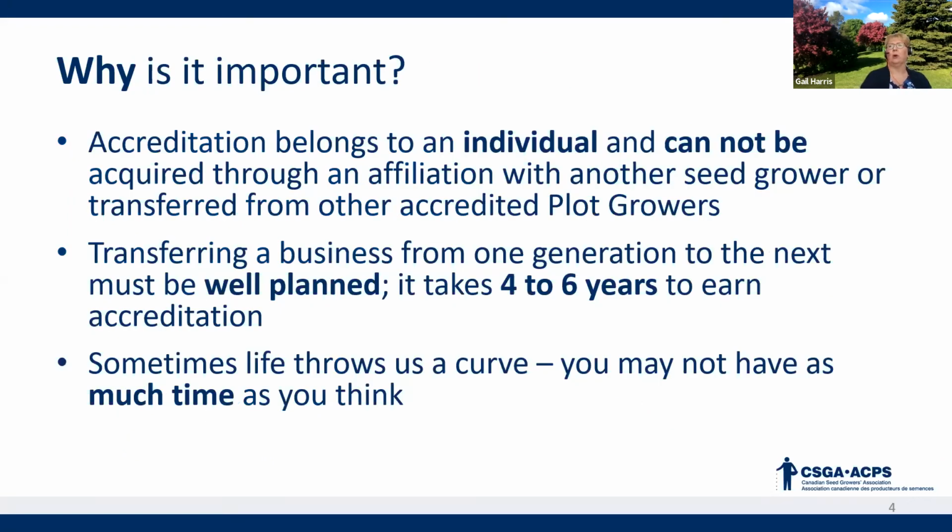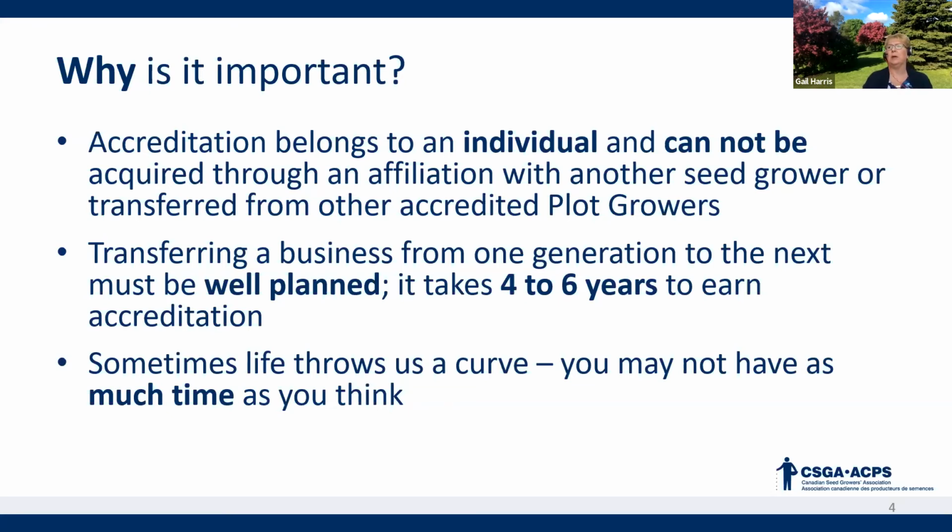So why is it important? It is important because accreditation belongs to an individual. It can't be acquired through affiliation with another grower. For example, if you're a CCAN member and you sell seed to someone who's not a CCAN member, well, actually, I guess you're not even supposed to sell to a non-CCAN member, but my point is if you're not an accredited plot grower and you purchase the seed from an accredited plot grower, just because you have some affiliation there, it doesn't mean that you can produce the plot seed.